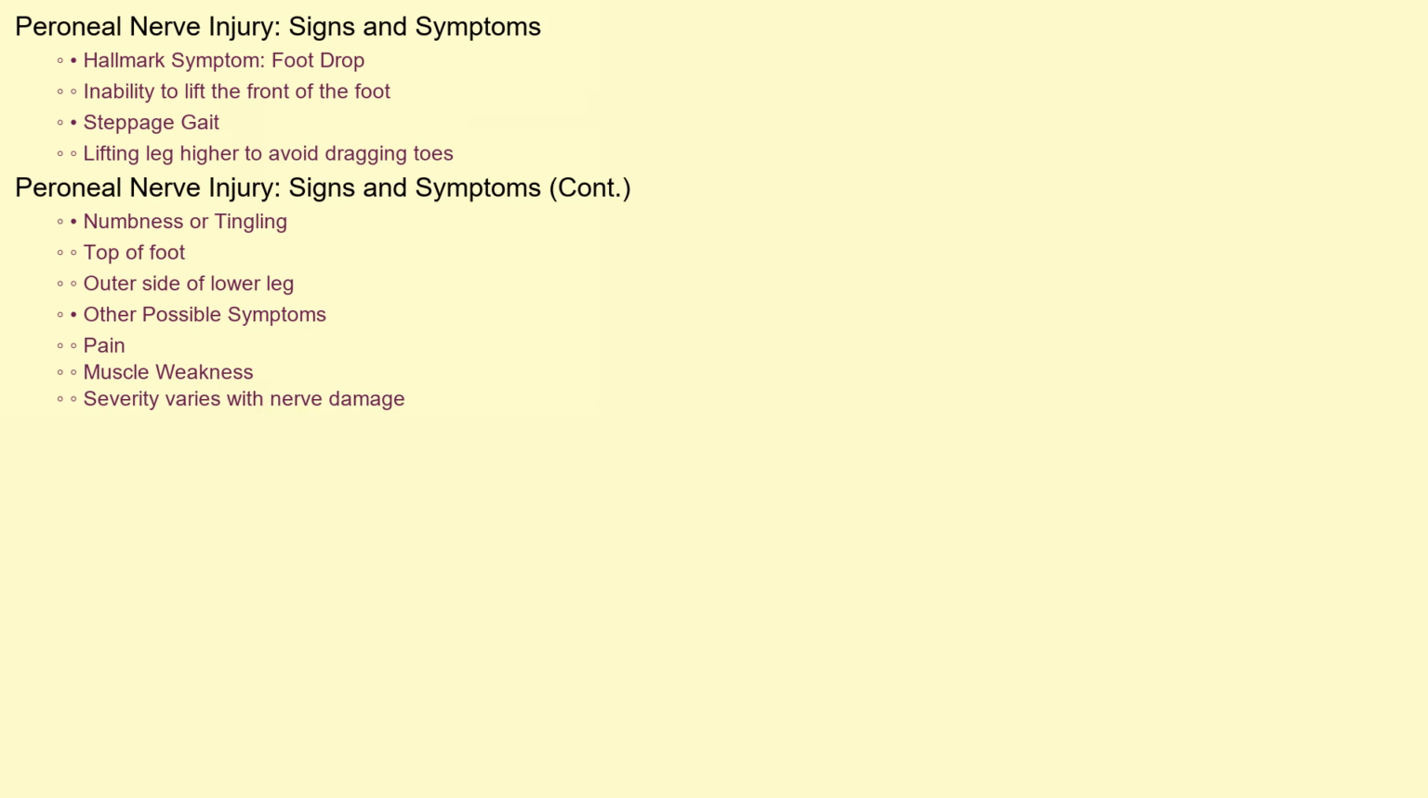The signs and symptoms of peroneal nerve injury can be quite noticeable. The hallmark symptom is a foot drop, which is the inability to lift the front part of the foot. This can lead to a characteristic steppage gait, where the individual lifts their leg higher than normal to avoid dragging their toes. Numbness or tingling on the top of the foot and the outer side of the lower leg is also common. Some individuals may experience pain, while others may have muscle weakness in the affected leg. The severity of these symptoms can vary depending on the extent of nerve damage.